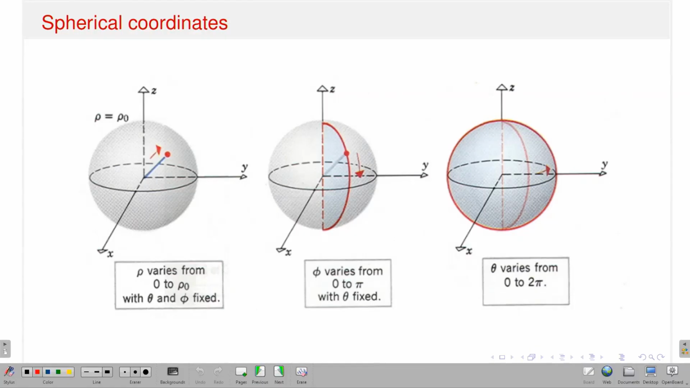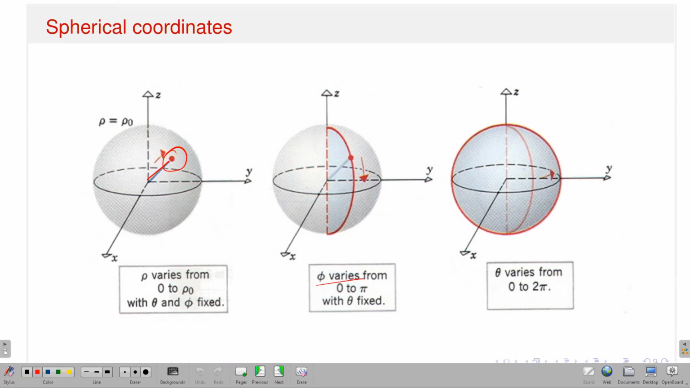Okay, so I just tried to give a pictorial representation. For example, this is my point. So rho varies from 0 to rho naught, and theta and phi are fixed. So fixed theta, fixed phi, you will have a point, and for that point rho is nothing but rho naught, that is the distance. Now what I want here: phi varies, that means the latitude angle. So latitude angle varies from 0 to pi, where the longitude angle theta is fixed. So that means it varies in this way.